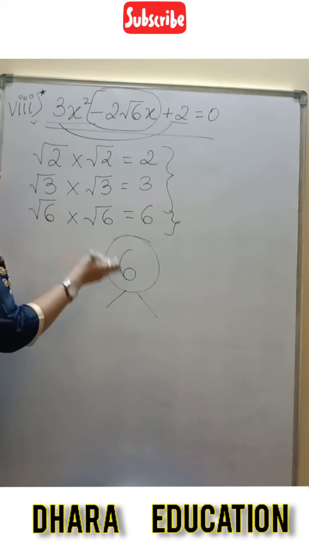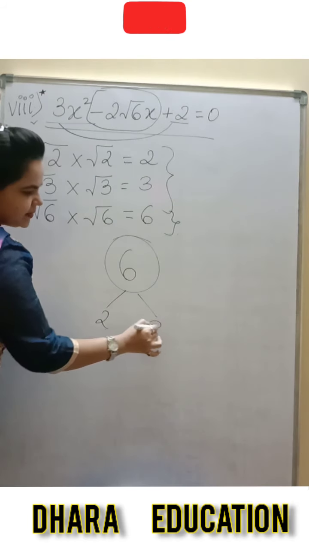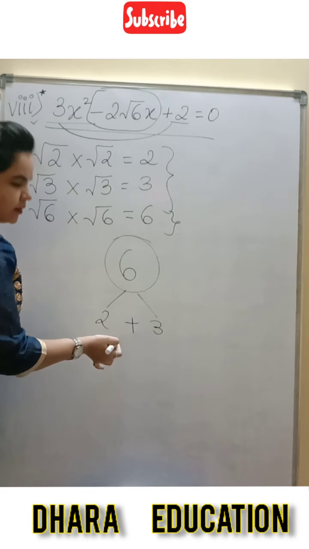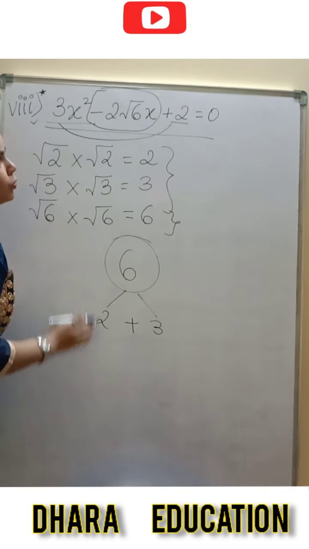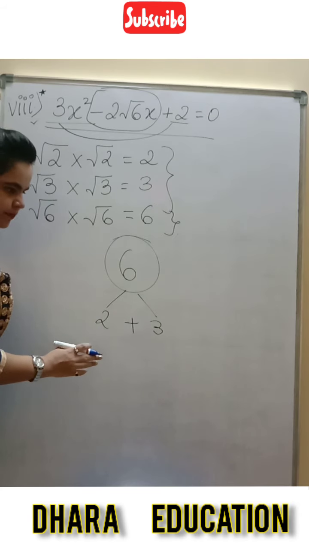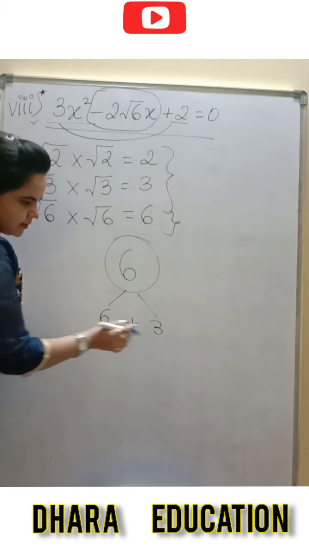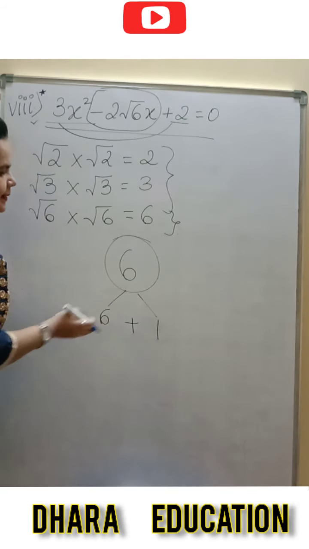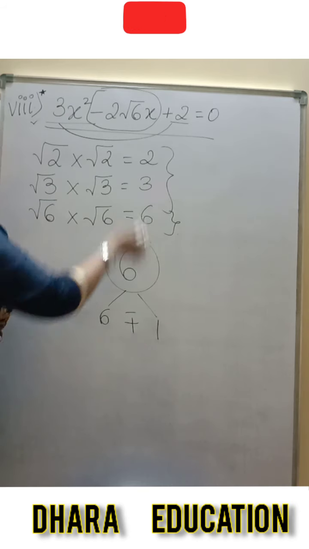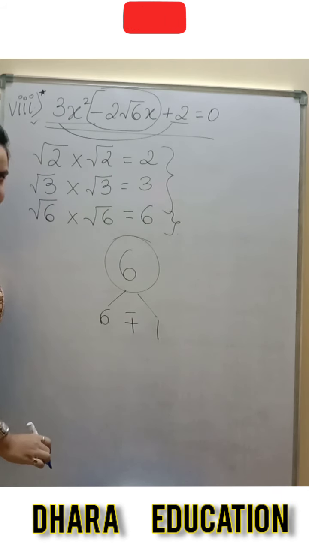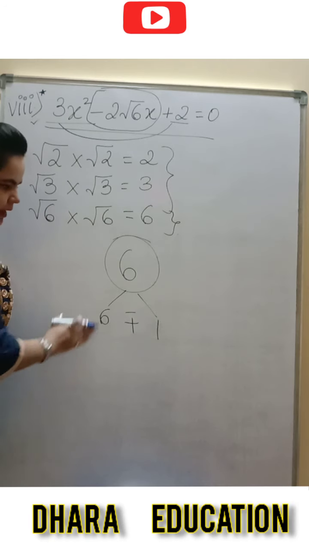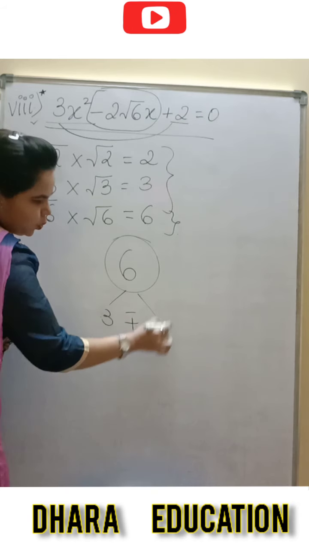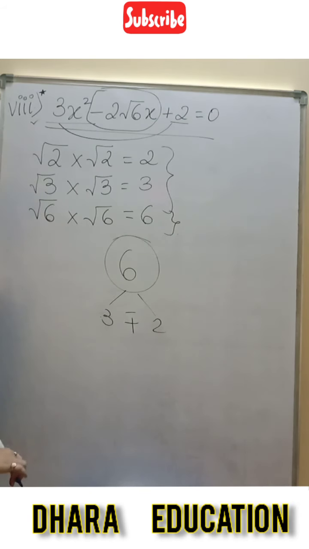If we take the factors of 6, 2 and 3 make 6. But if we add or subtract them, it will not come to 2 root 6x. So if we take 6 multiplied by 1, that is 6, but with the addition or subtraction, neither will fulfill the middle term. On the other hand, if I say 3 multiplied by 2, then it is not going to fulfill either.